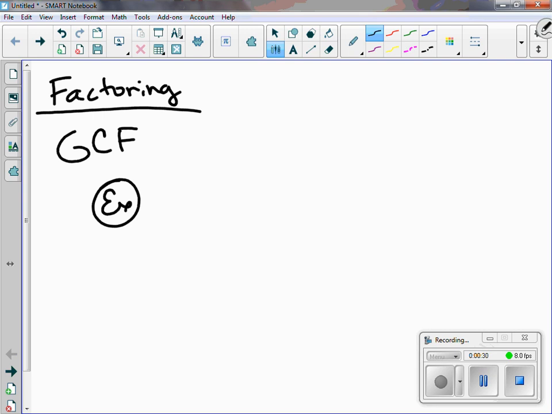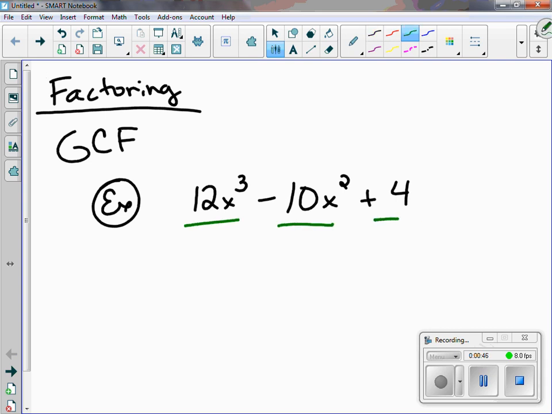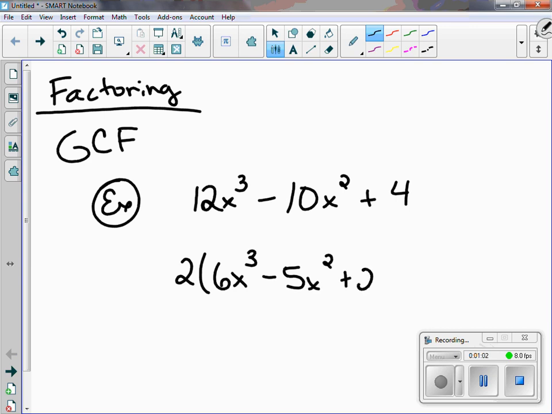For example, if I were to have, say, 12x cubed minus 10x squared plus 4, looking at this, all of those components, aka each term, is divisible by 2. If they're all divisible by 2, then that means that's my greatest common factor. I can factor a 2 out from every one of these terms. Now, looking at this, that 2 on the outside is my GCF. And if I were to do distribution, I would get back to the original.